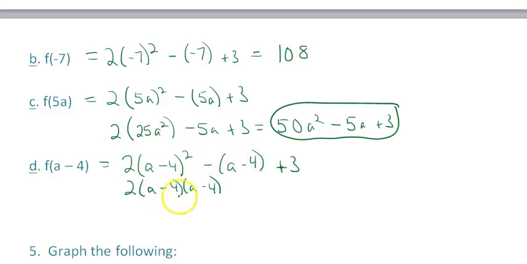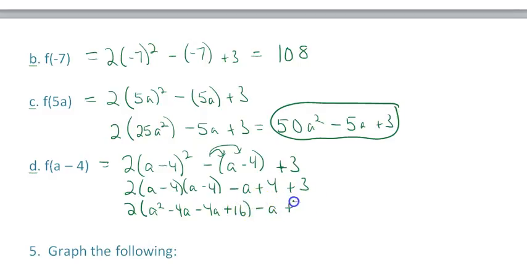I'm going to have to do another step to that part, but I'm going to come over here and go ahead and distribute this negative in and get a negative a and a positive 4. Then I'm going to come down. This one takes a little bit more work. I'm going to FOIL. So I have a times a is a squared. A times negative 4 is negative 4a. Negative 4 times a is negative 4a. Negative 4 times negative 4 is a positive 16. And then I have the minus a, and I'm going to go ahead and say that's plus 7.